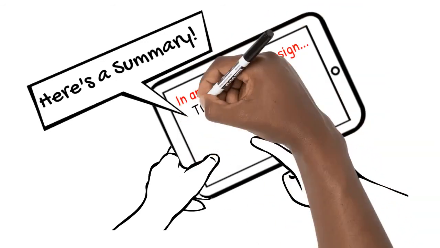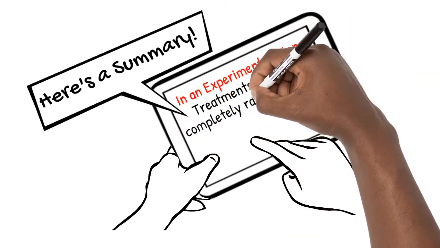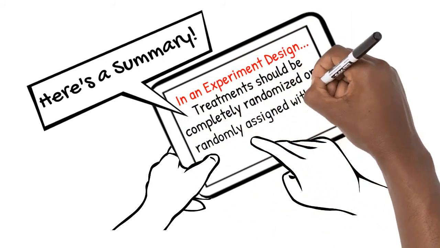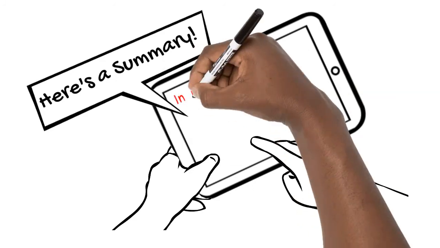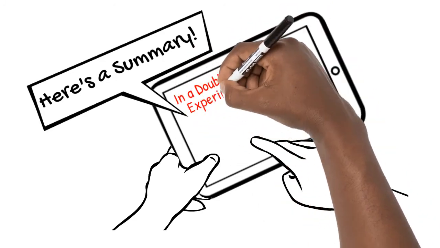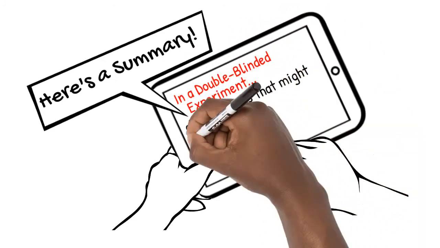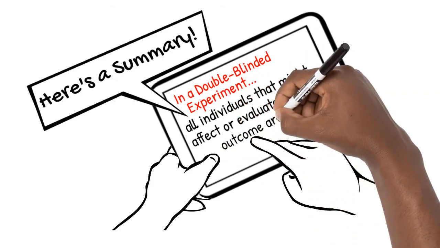In an experiment design, treatments should be completely randomized or randomly assigned within blocks. In a double-blinded experiment, all individuals that might affect or evaluate the outcome are blinded.